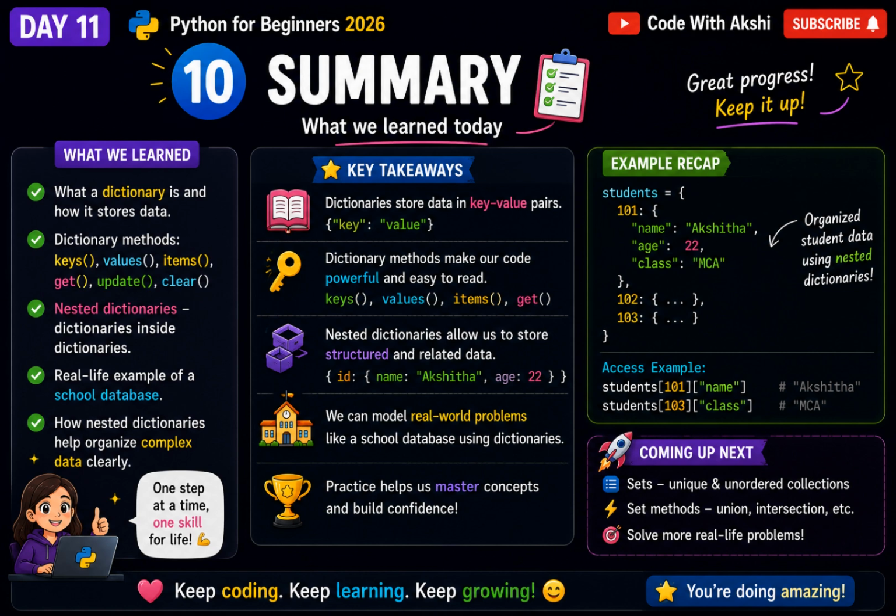So let's quickly revise today's lesson. Today we learned what a dictionary is. We learned how to create a dictionary and access the values, and we also learned how to add, update, and remove items. Then we explored looping through dictionaries and useful methods like keys, values, items, and get. Finally, we understood how dictionaries are used in real life applications.